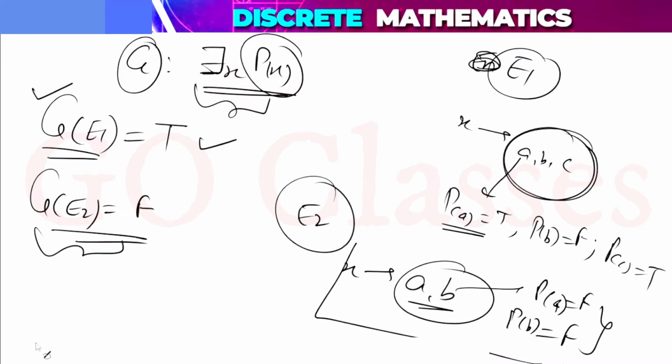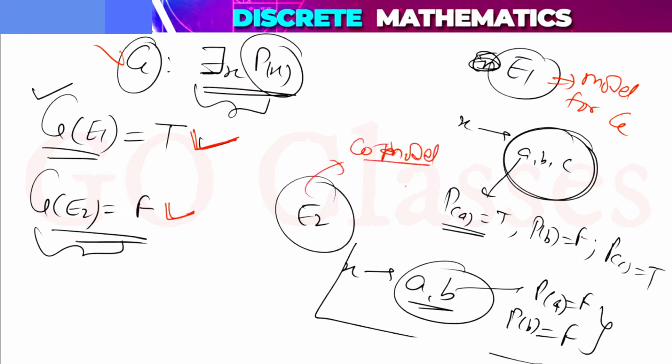From this, what can you say? You can say that for this G, this environment is a model and this environment is a co-model. So this environment is a model of G, and this environment is a co-model of G. What is the definition of co-model? A co-model means an environment in which our formula becomes false. So E1 is a model of G and E2 is a co-model of G.